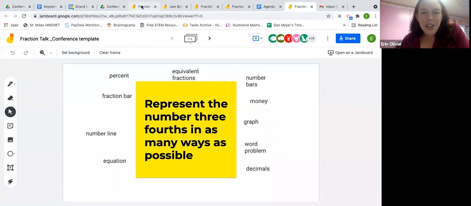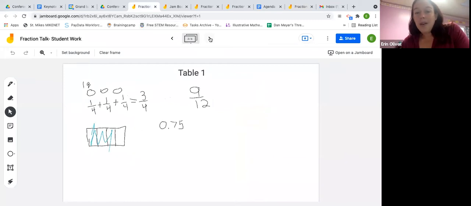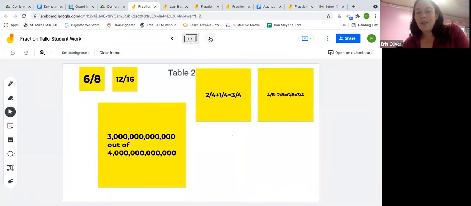I also just want to show you. So this is the fraction talk that you just did. This is one from my students. This was early on in this routine, so students get better and better at showing what they're thinking about. This was designed by tables, so each table had a page, just like each breakout room had a page, and they were starting to show some different representations.